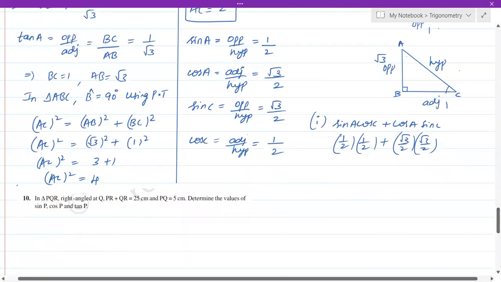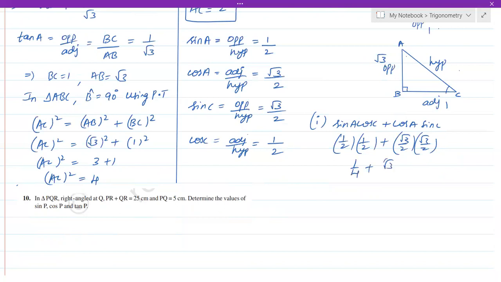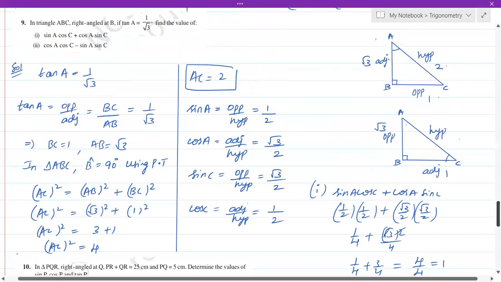Okay. So 1 by 2 into 1 by 2 is 1 by 4. Root 3 into root 3 is root 3 the whole square. 2 into 2 is 4. So square and root get cancelled. So we are left with 1 by 4 plus 3 by 4, which becomes 4 by 4, which is 1. So therefore, the value of the first sub question is 1.